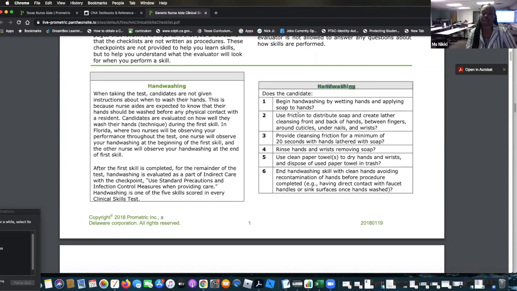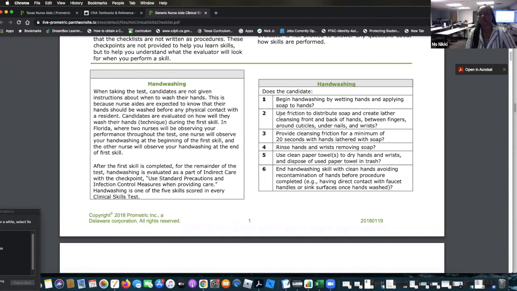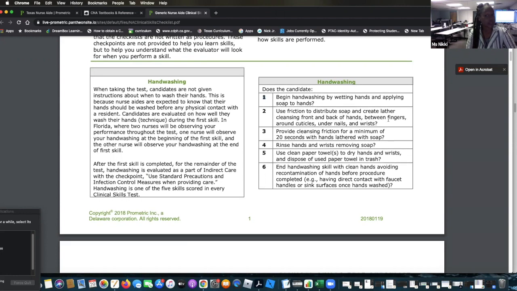Does the candidate, one, so what do you mean does the candidate? They're asking the nurse, your examiner, does this person do this? Does the candidate, one, begin with wetting their hands and applying soap? Or did you apply the soap, then wet your hands? Guess what? Out of there. Can't get number one. Did you use friction and distribute the soap and create lather, cleansing from front to back of hands, between fingers, around cuticles, under nails, and wrists? Did you get all these?